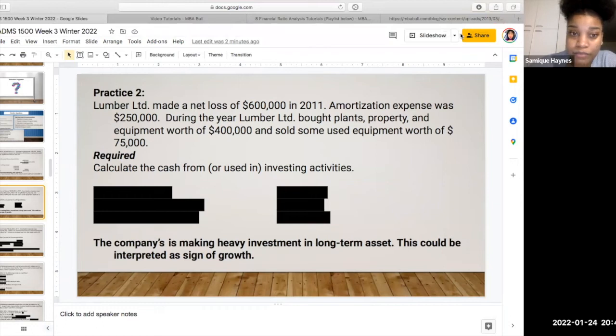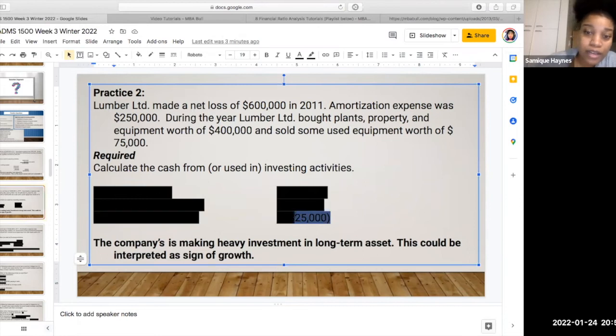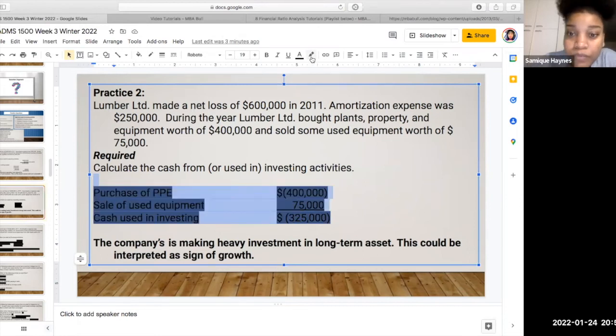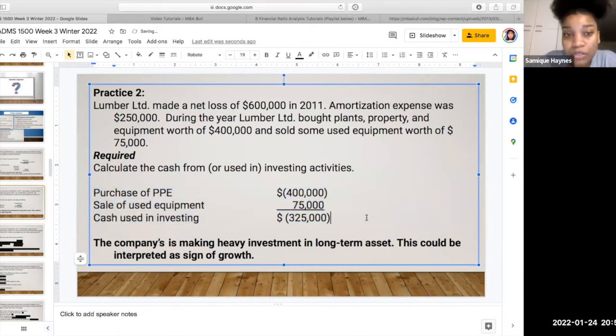325. Okay, a lot of people are saying the same thing. A few more seconds. Negative 325,000, okay? Okay, I'm gonna reveal the answer now. The answer is negative 325,000, okay? Great.